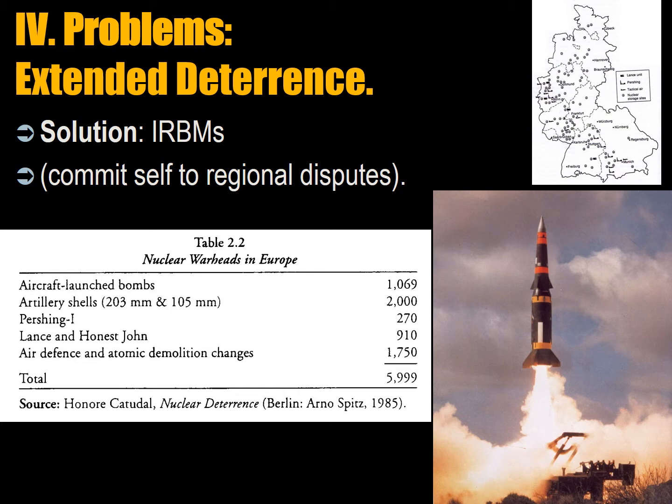The solution is IRBMs, intermediate range ballistic missiles, where the US deployed the Pershing I missile in Germany so that the US's fate, at least the fate of the US military in West Germany, was tied to that of Germany. And the US shared tactical nuclear weapons with its allies.